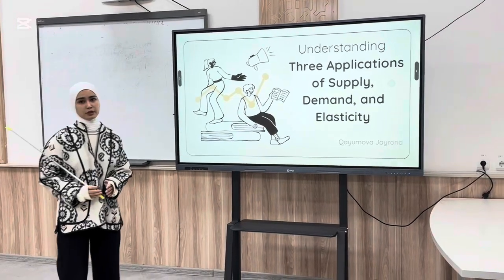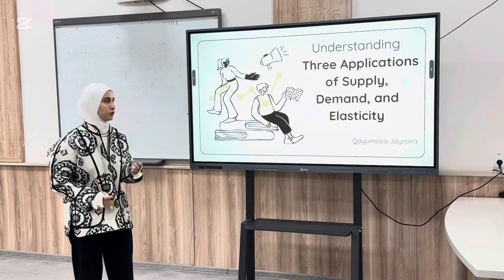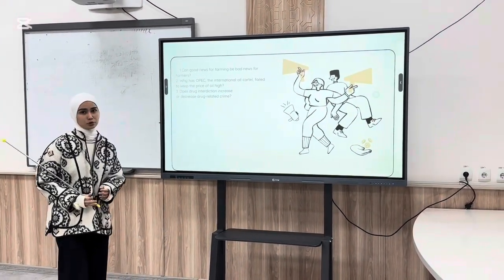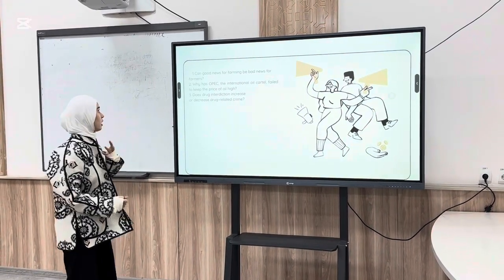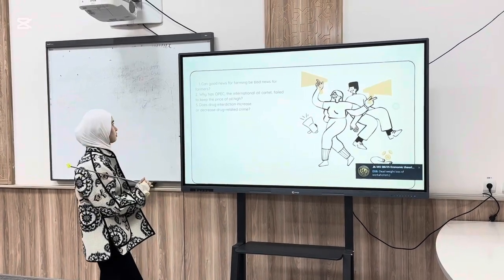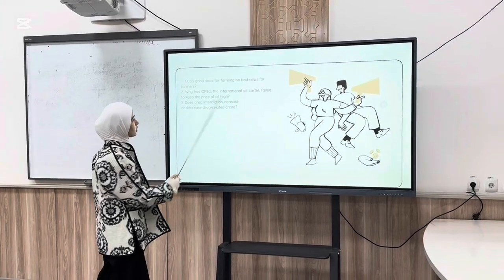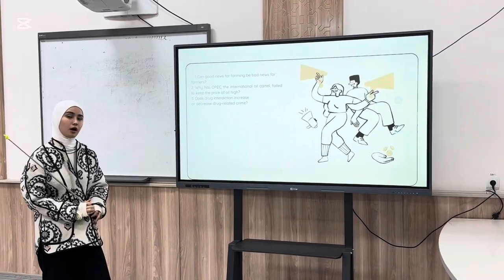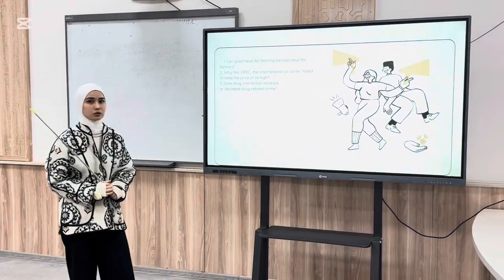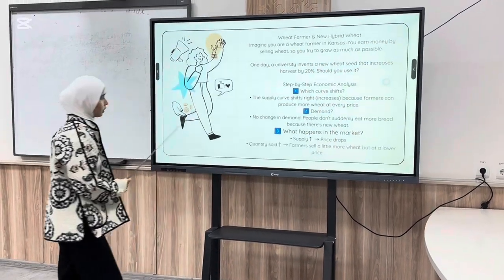And now I will give you 3 strong examples for this topic. So we will go through these 3 questions. Now, the first one, can good news for farming be bad news for farmers? And the second one, why has OPEC, the International Oil Cartel, failed to keep the price of oil high? And the third one, does drug interdiction increase or decrease drug-related crimes?